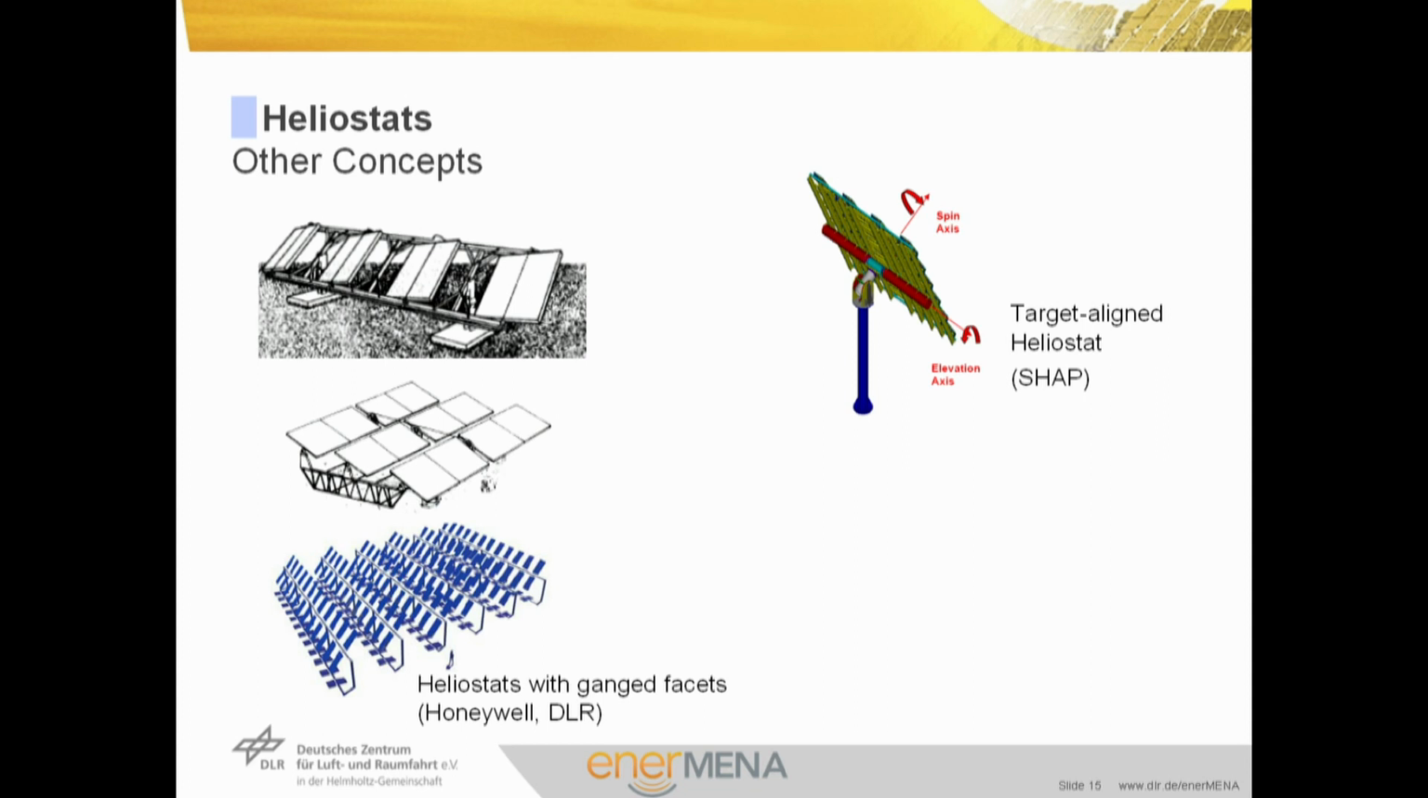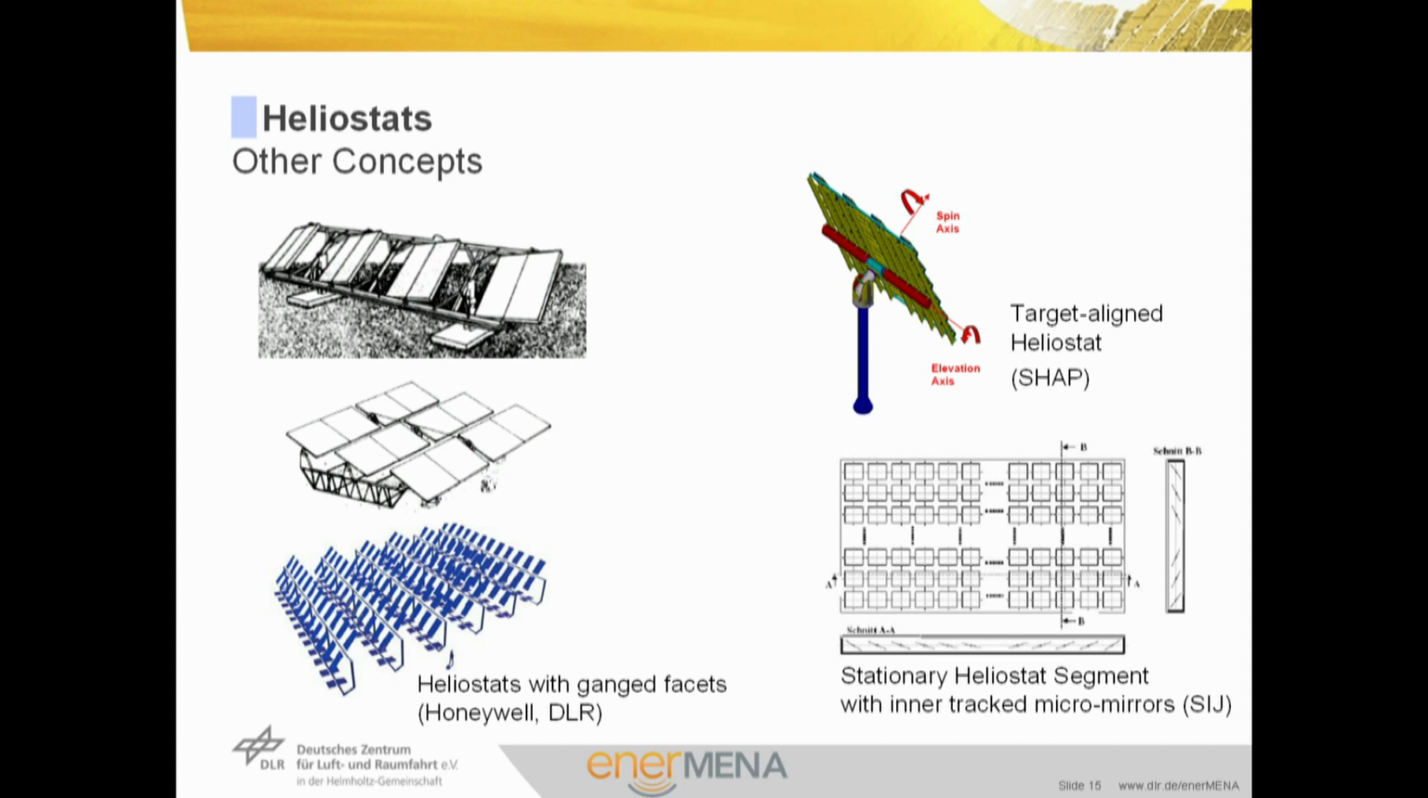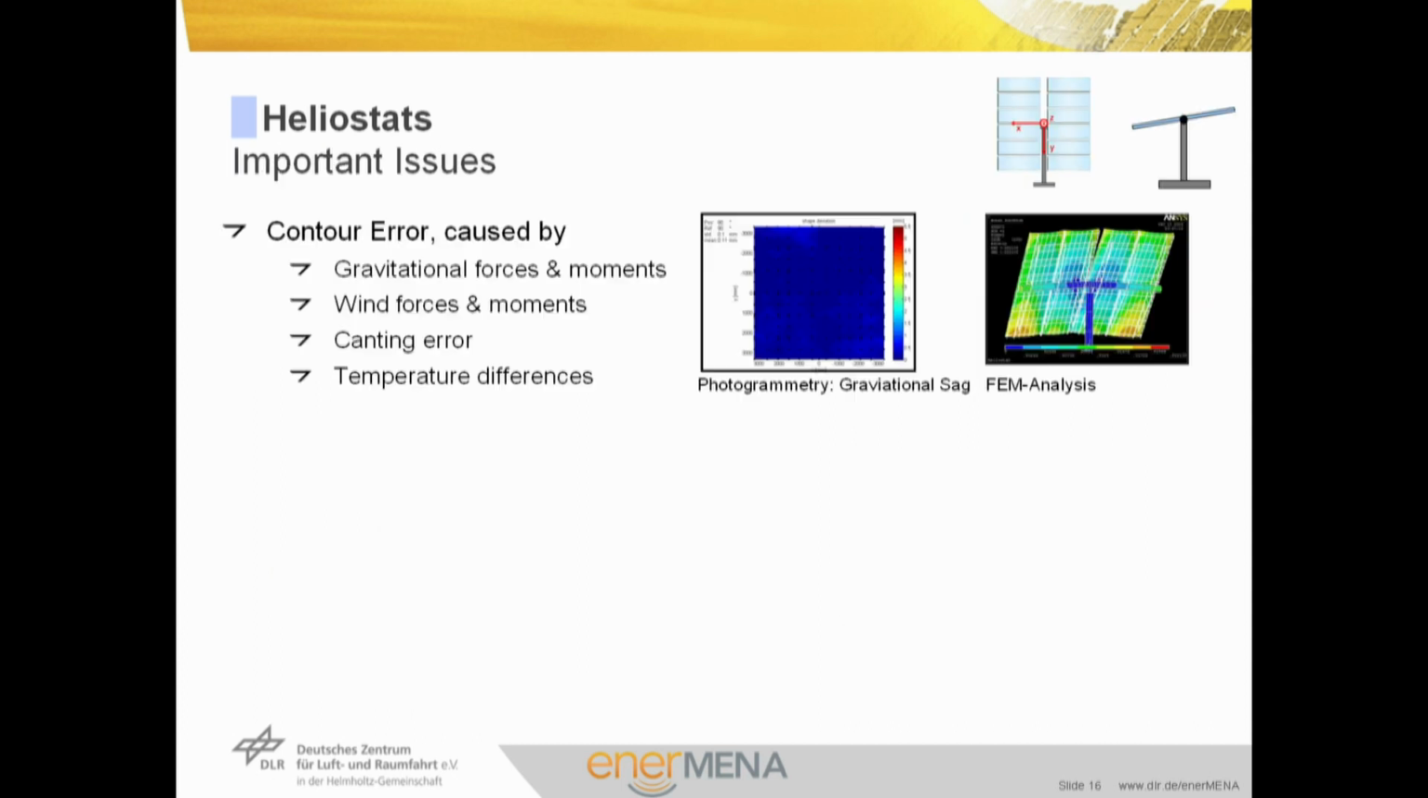And last but not least, there are concepts still in research and development, like for example the concept of the Solar Institute Jülich. They try to reduce wind forces by using a stationary segment or stationary box, here shown on the right, with inlying tracked micromirrors.